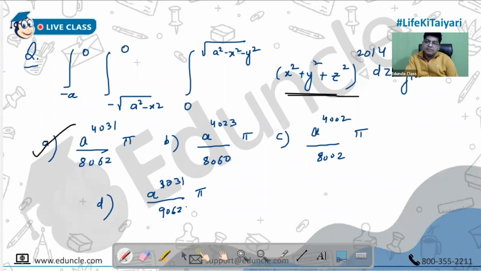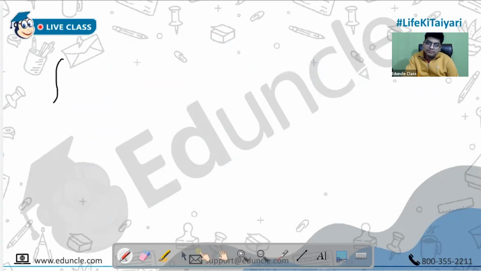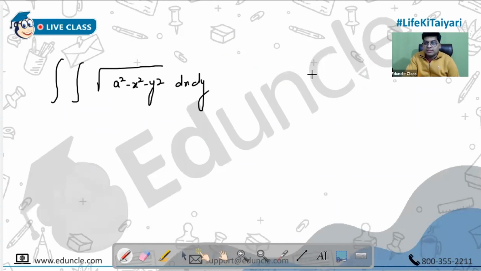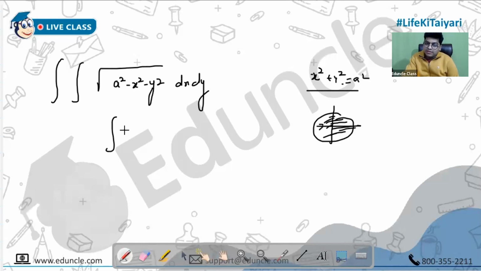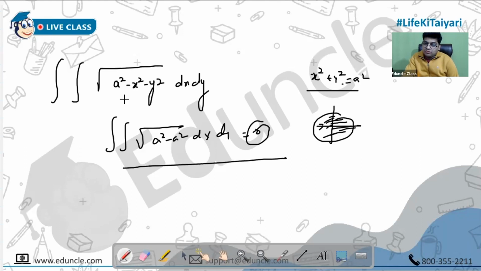It means whenever you have a problem like that, double integration of under root of a square minus x square minus y square dx dy over the circle bounded by x square plus y square is equal to a square. Okay, put it and you will get the answer. What will you get? A square minus a square dx dy. The answer is 0. Yes or no? Thanu. So this is the correct answer.